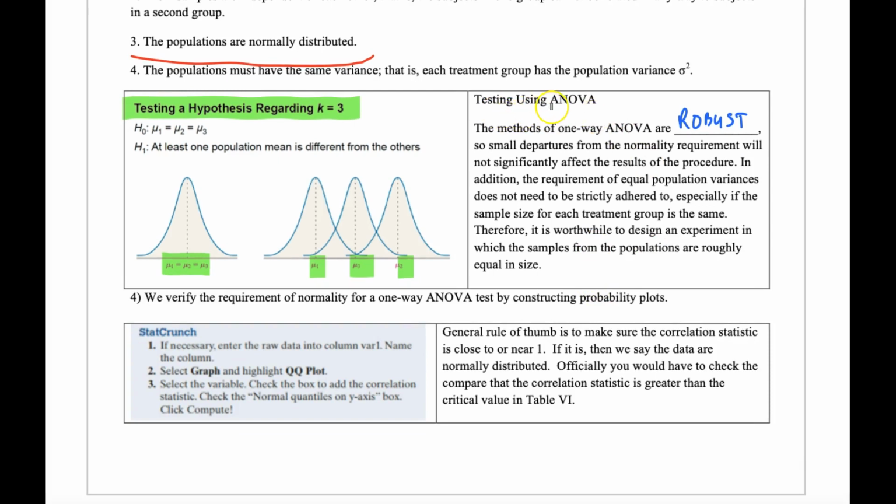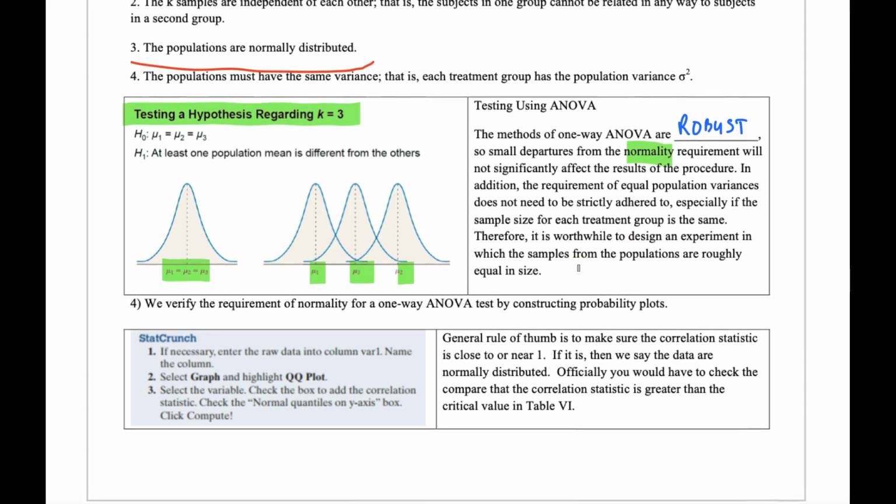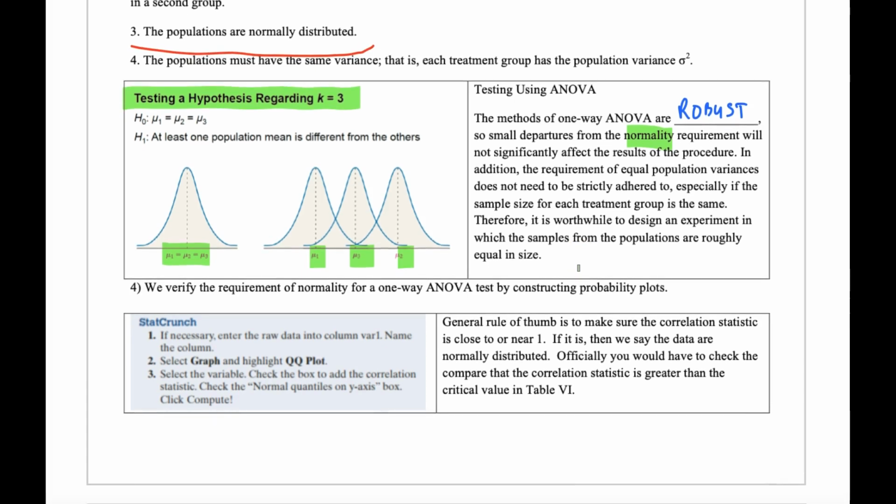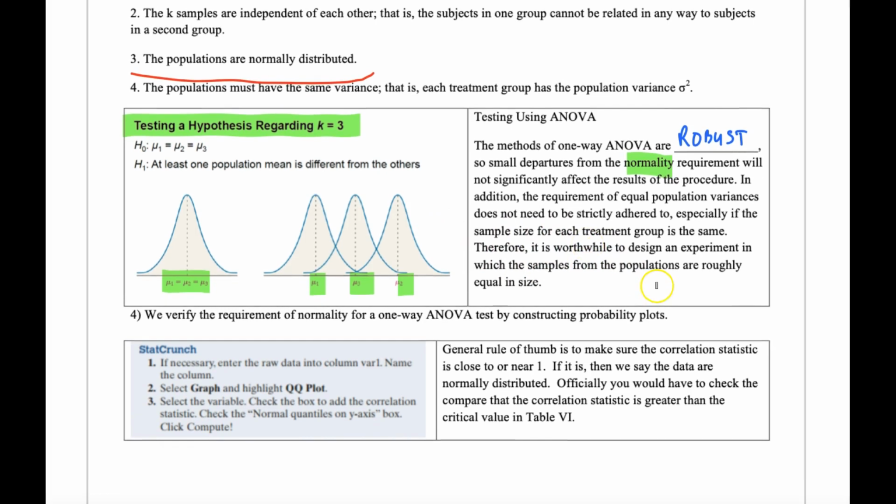When we use a one-way ANOVA test, the methods we use are, we say, robust. They work pretty well even if there is a small departure from normality. Remember, all of these tests only work if our data is normally distributed. All our rules are connected to this, so that's important to remember. As you move forward in your own research or take another class, you'll see that we design experiments in which samples from the populations are roughly equal in size, so that we can run these tests.